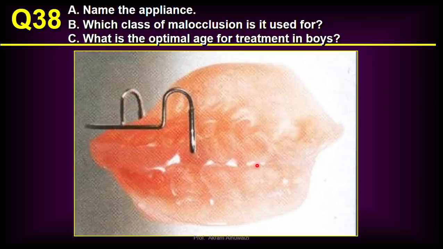Name the appliance. It's a monoblock or Andresen appliance. Which malocclusion is it used for? It's a class 2 division 1 malocclusion. What's the optimal age for treatment in boys? Well, that would be around 10 to 11 or 10 to 12 years of age.